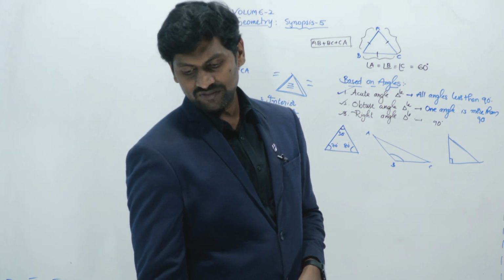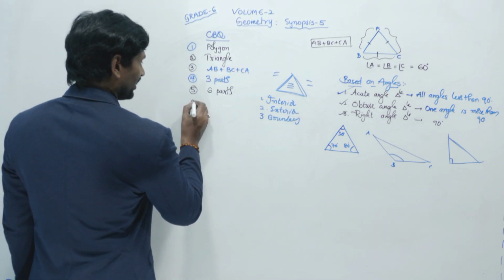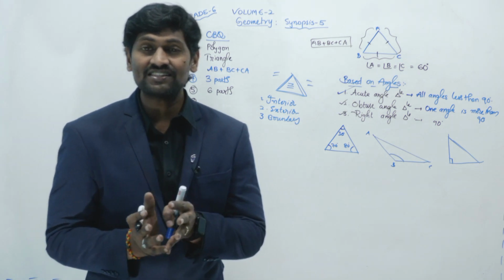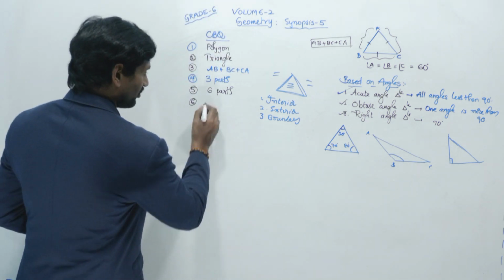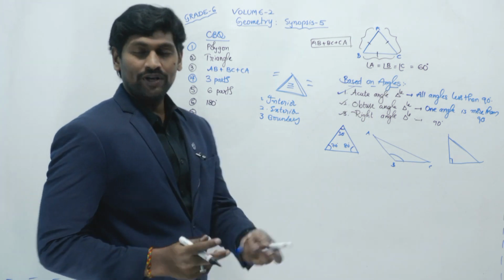Now the next question: the sum of the measures of the angles of a triangle. We discussed it already, the first property of a triangle. The sum of the angles of a triangle is 180 degrees. Very good. So your answer is 180. Now next question.